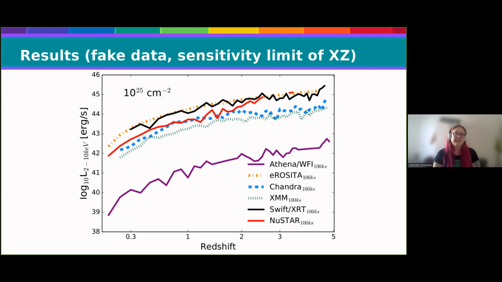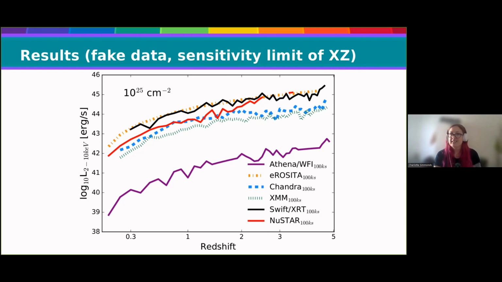Then for the fake data, we looked at the sensitivity limit of XZ. So if you're more interested, you can go to the paper to see each instrument, how many counts you need in order to gain some information. This is just a summary plot. And so this is basically how luminous in 2 to 10 keV a source would have to be at different redshifts in order for this method to gain some information from redshift for each instrument. So this is the limit in order to get information gain above 1.